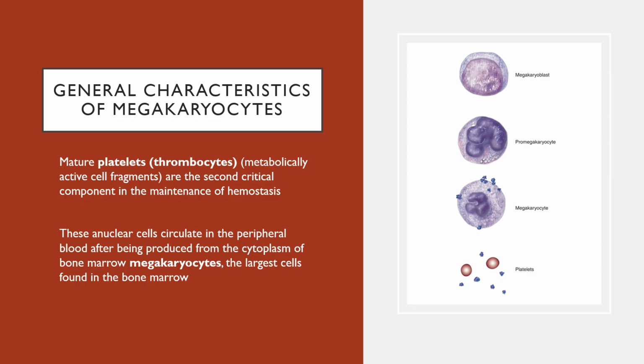So these mature platelets, sometimes called thrombocytes, are metabolically active cell fragments and are the second critical component in the maintenance of hemostasis. These anuclear cells circulate in the peripheral blood after being produced from the cytoplasm of bone marrow megakaryocytes, the largest cells found in the bone marrow. And are they? They really are. They're gigantic.